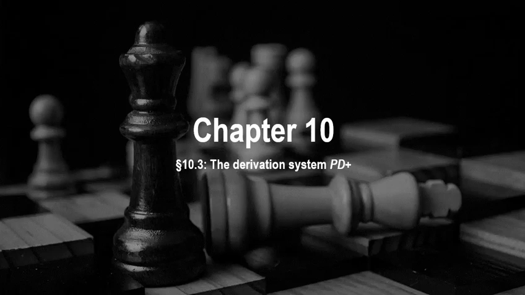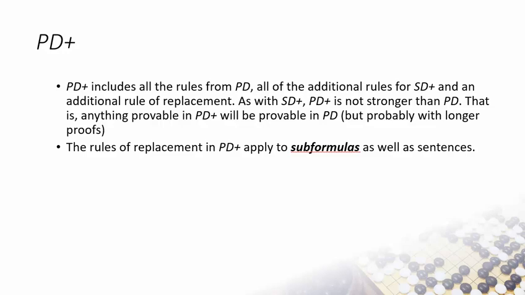In chapter 10.3, what we have is an introduction to PD+. And what we're going to see with PD+ is that it is a minor change to PD, and one which is a change that should be familiar to us, because it's exactly the same sort of thing that we did with SD. So with PD+, we retain all the rules from PD, but we have an additional rule of replacement. So we're really just adding one thing.